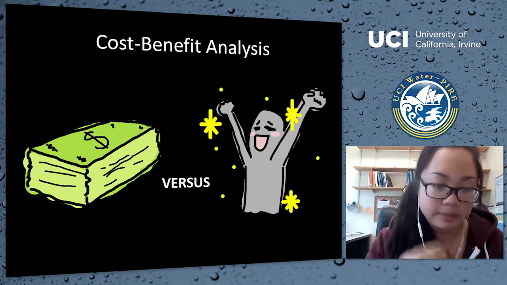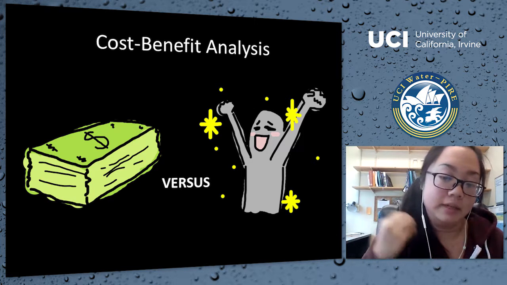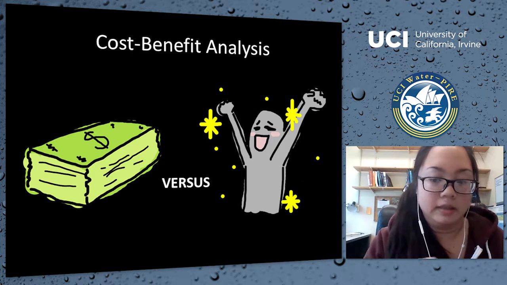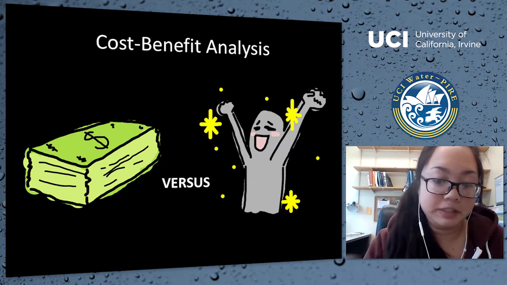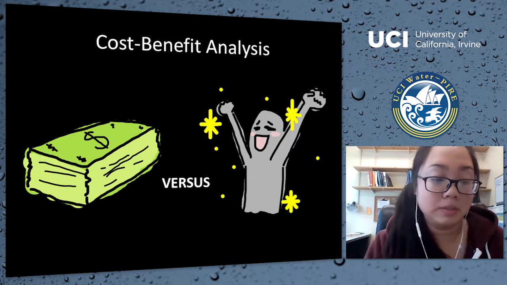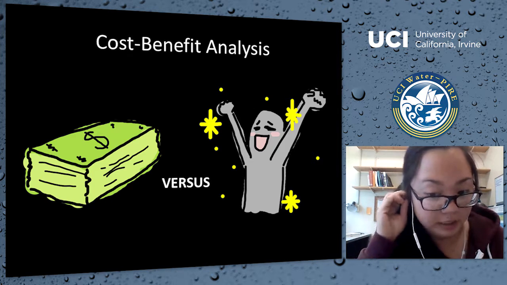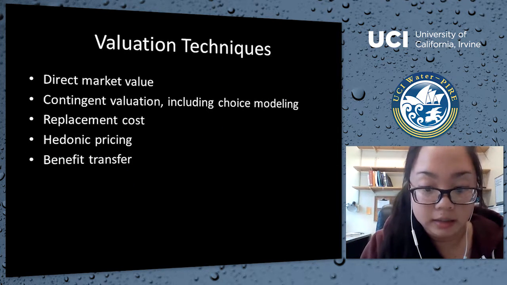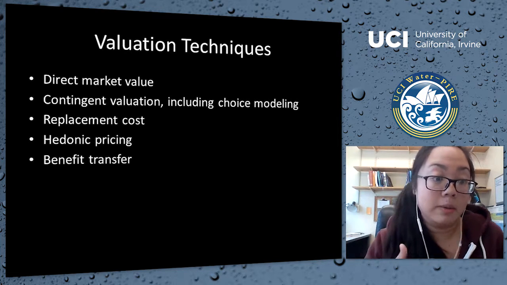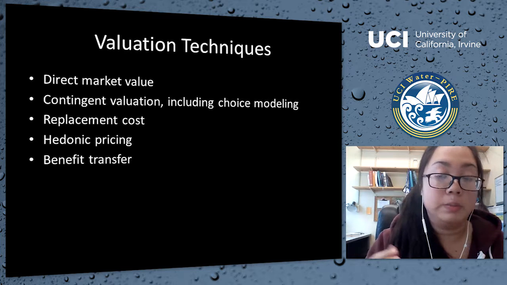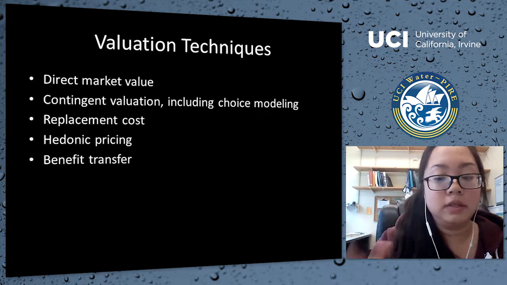And a lot of times, if things don't have a value assigned to them, it means that they're treated as if they have no value, which might not be the most efficient route. But with ecosystem services, we can start to incorporate a lot of these co-benefits into planning and decision making. So next slide. There are a lot of different economic valuation techniques that we can use to put a value on these different services.